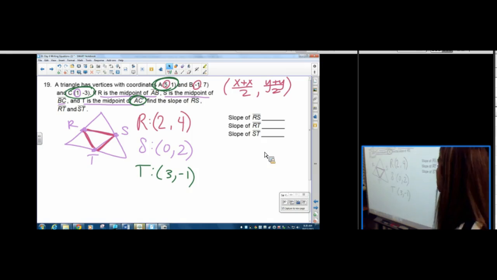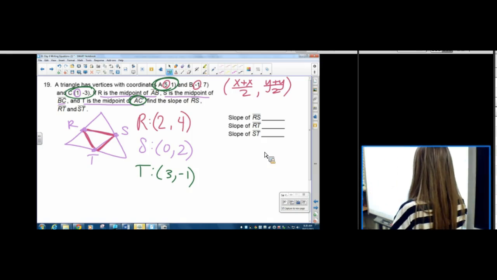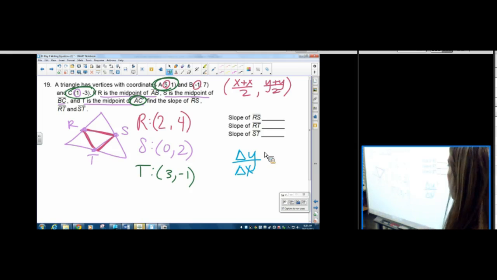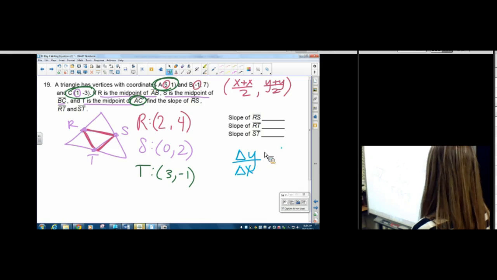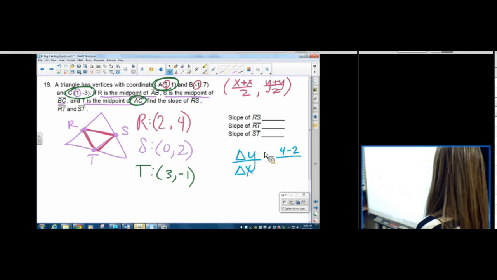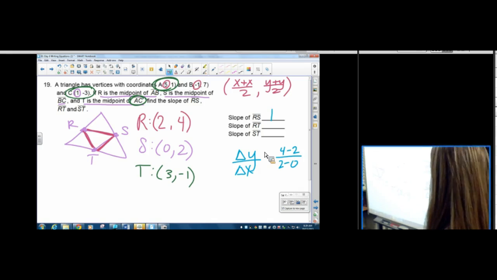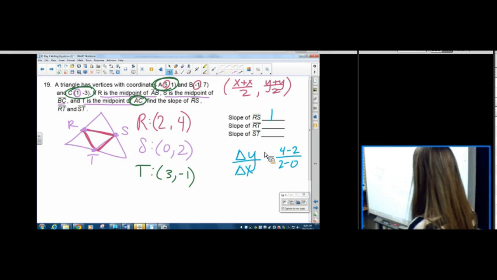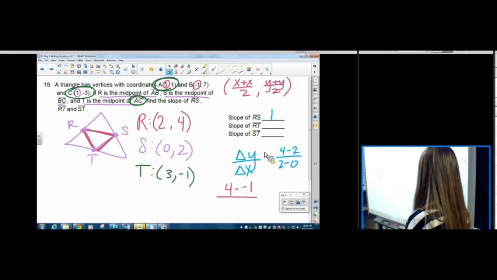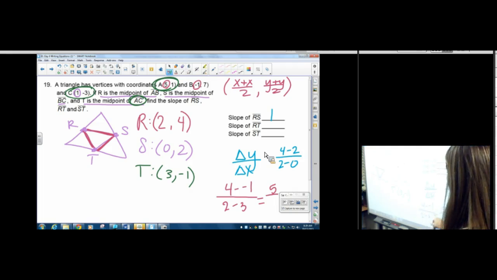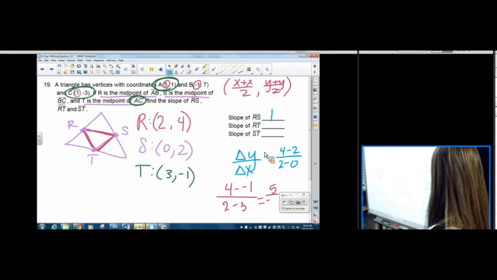Okay, so now let's find the slope of our S. So remember, slope is delta y divided by delta x. So the slope of our S would be 4 minus 2 over 2 minus 0. So that would be 2 over 2, 1. Slope of RT, okay, y minus y over x minus x. That'd be 5 over negative 1.